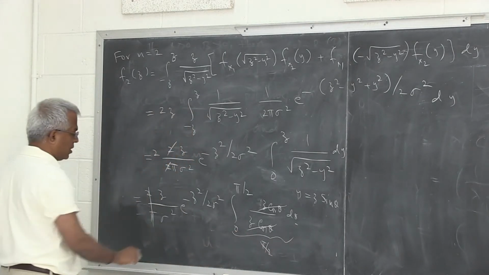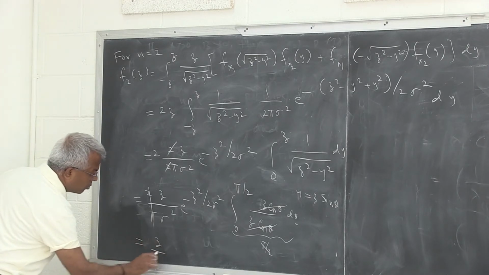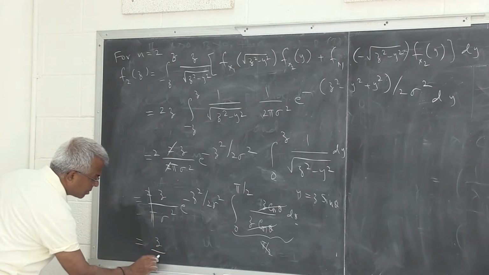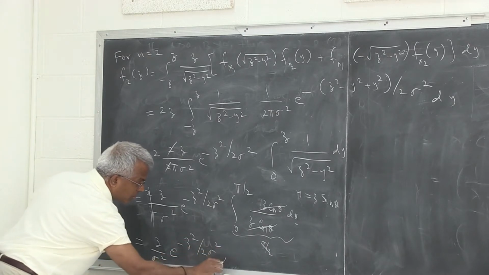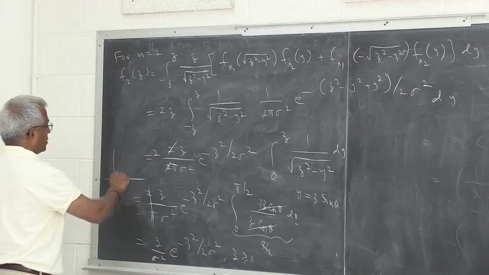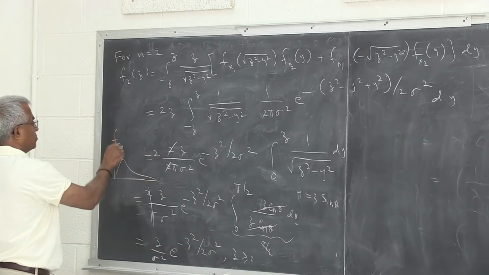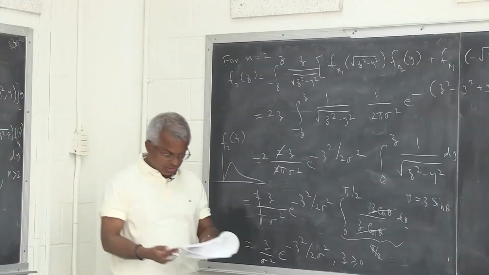So this pi by 2 cancels here. So you get the result to be z over sigma squared e raised to minus z squared by 2 sigma squared for z positive. That's the Rayleigh density function. It looks like this. Now we can use this on here to do the iteration.